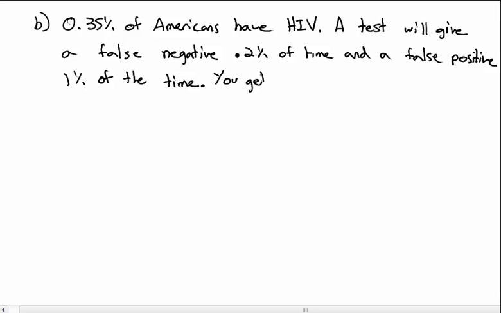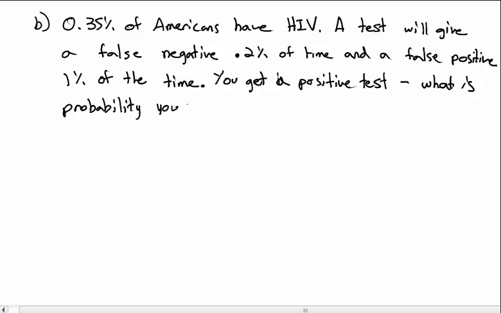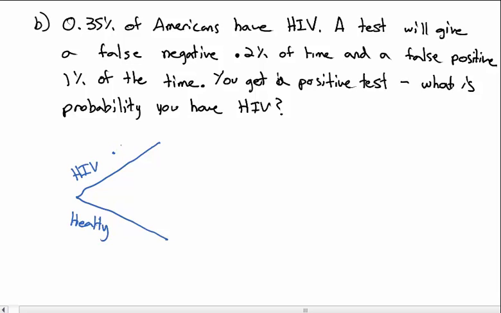Let's say you get a positive test. That's the given information. You get a positive test. What is the probability you have HIV? So the first decision has to split the world into two groups. The two groups that we have are 0.35% of Americans have HIV. The rest are healthy. So 0.35% as a decimal, that's 0.0035. The healthy ones, that's 0.9965. 99.65% of Americans are healthy, at least in terms of HIV.